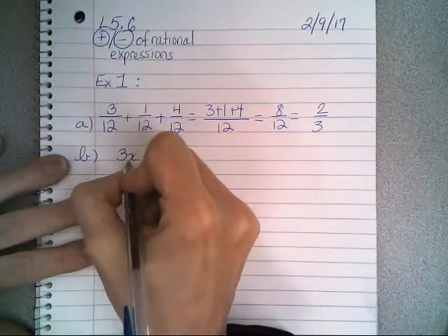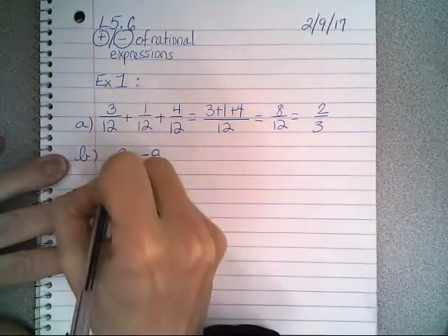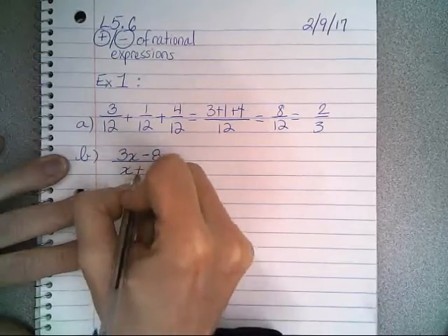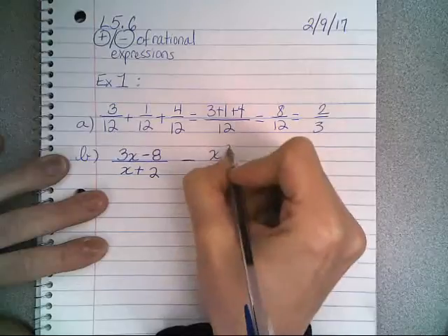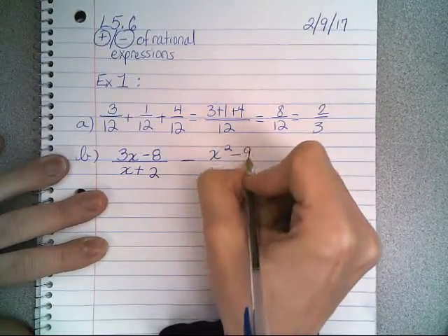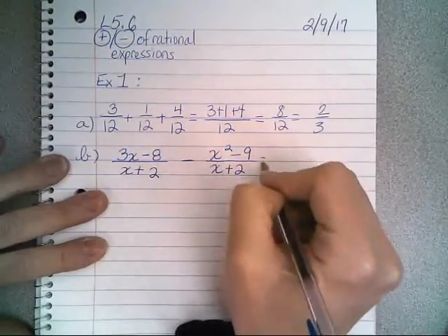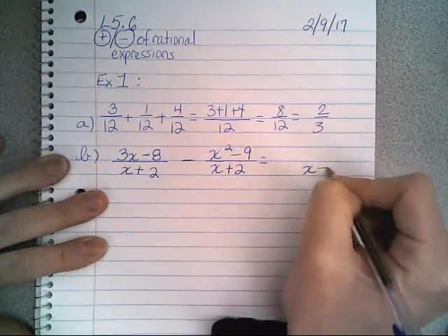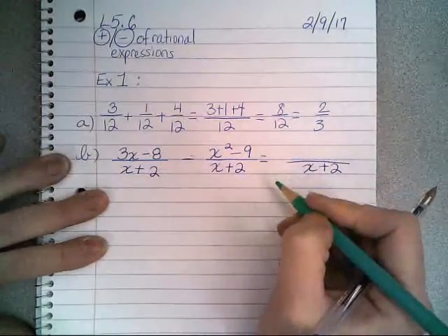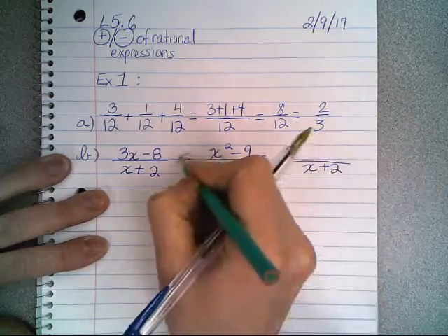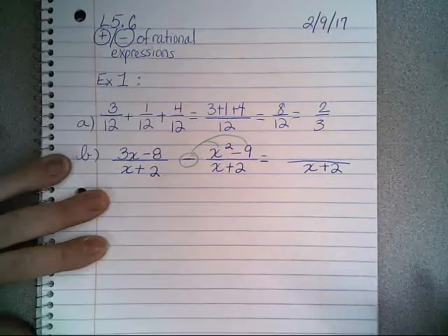So we're looking at 3x minus 8 over x plus 2 minus x squared minus 9 over x plus 2. They have the same denominator. We would all agree to that. But what this literally means is that both this and that component become negative.